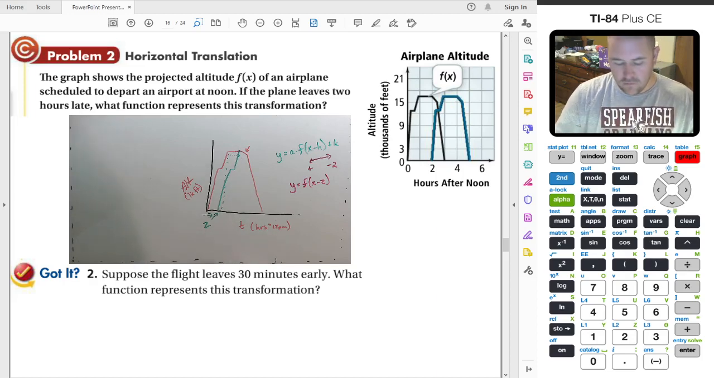Can you write it? So if we went that way for late, can you figure it out? Also pay attention, the original was in hours. This says it leaves 30 minutes early.